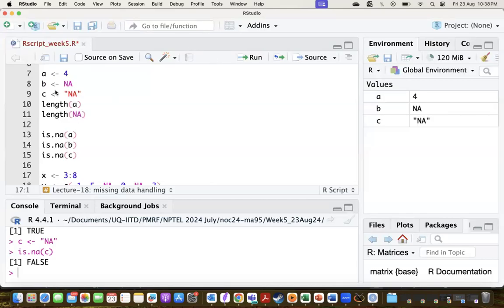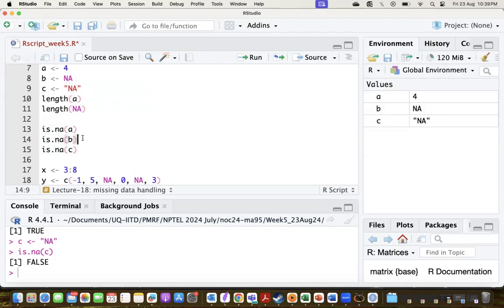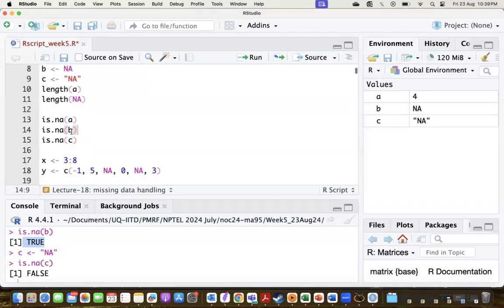All right. So again, just reiterating, NA by itself without any double quotes is an element that R can understand. It is one of the reserved words, and that's a placeholder. So the length of NA is 1 because it's still holding that place. But the function is.na returns a true value for that case only, not for any NA written in double quotes.